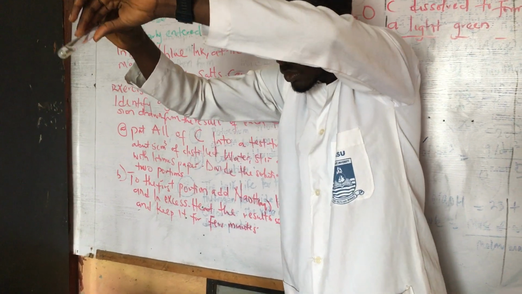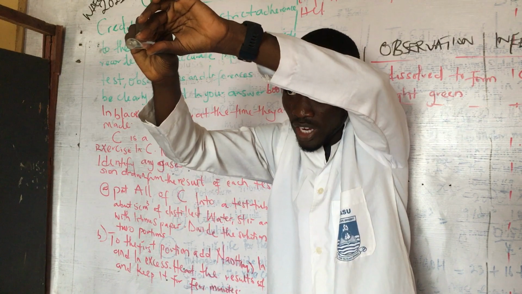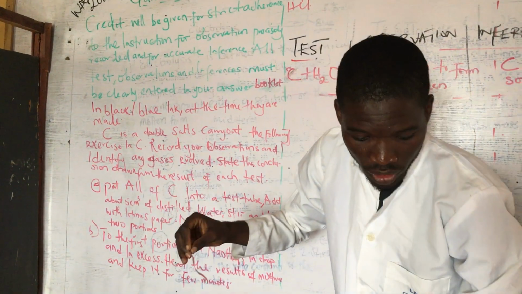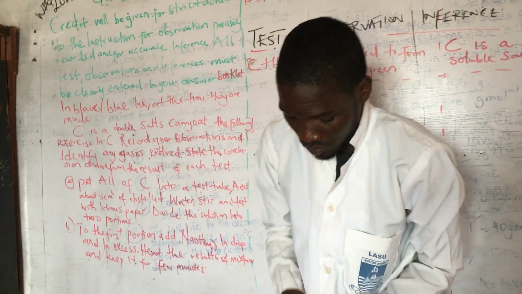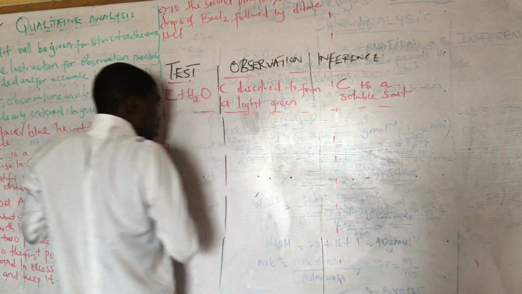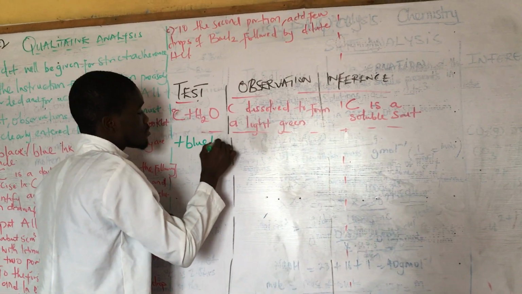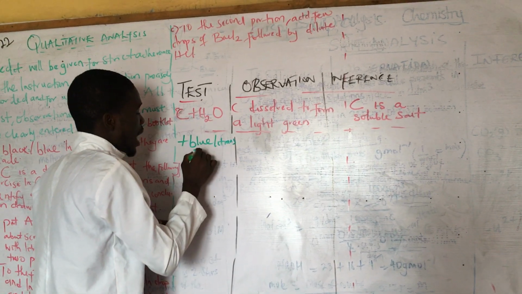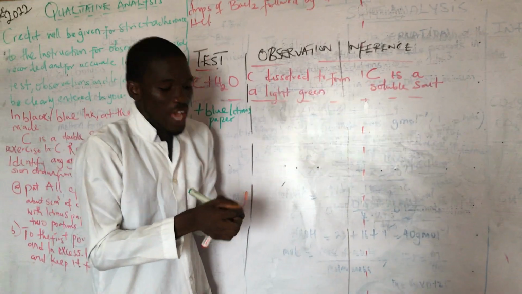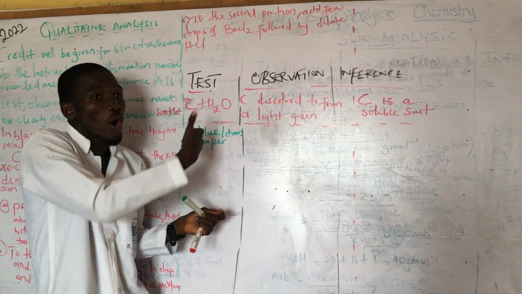Wow, you can see it changes its color from blue to red, and that is an acidic solution. So now, under your observation, you are going to say you have your sample C plus blue litmus paper. Are you saying it now? So if you have the blue litmus paper from the test, what will be our observation?